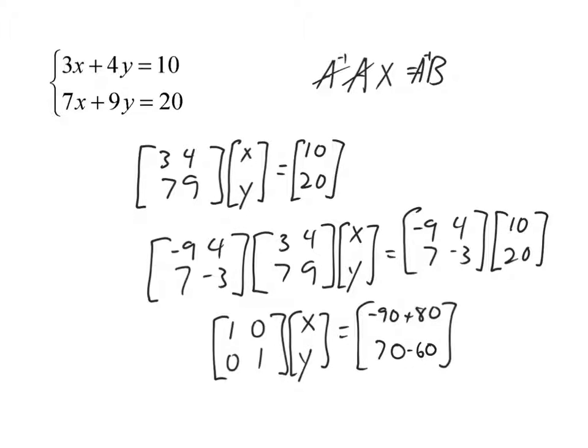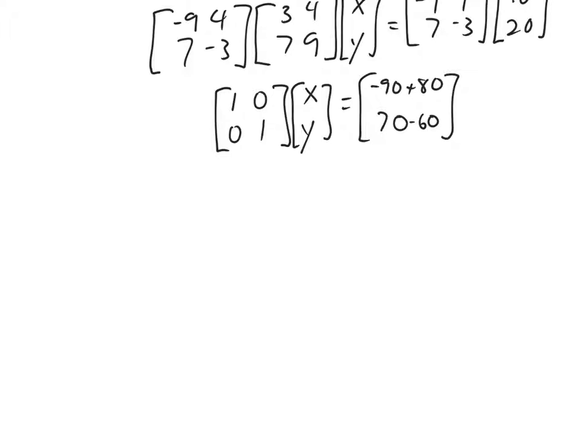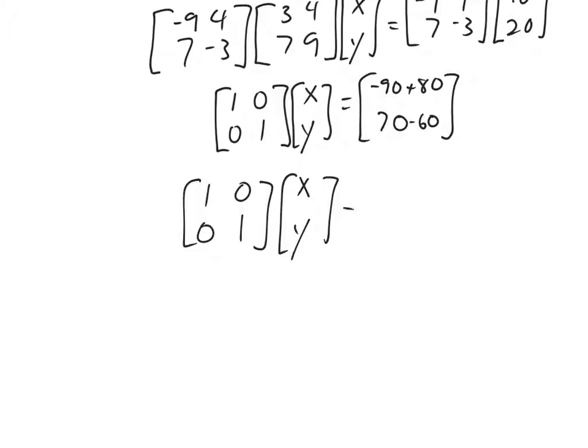So then I end up getting 1, 0, 0, 1 multiplied by x, y equals negative 90 plus 80, which is negative 10, and 70 minus 60, which is 10. Now multiply this matrix by this matrix. You end up getting 1, 0 multiplied by x, y.